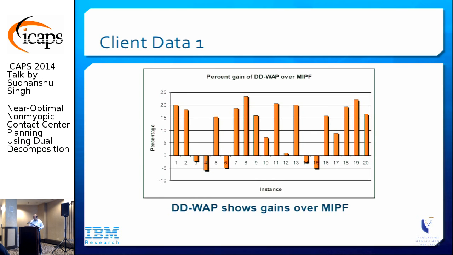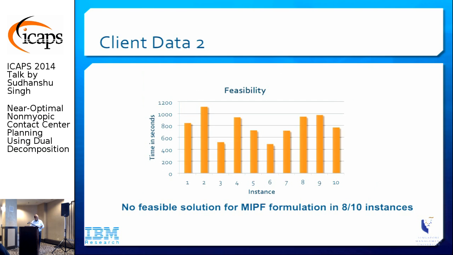which I think is a pretty good result. But when we look at the results from the second client data set, it becomes even more obvious why this approach is better.